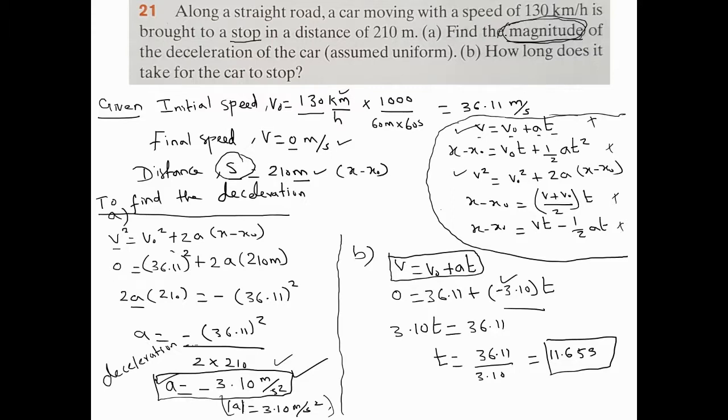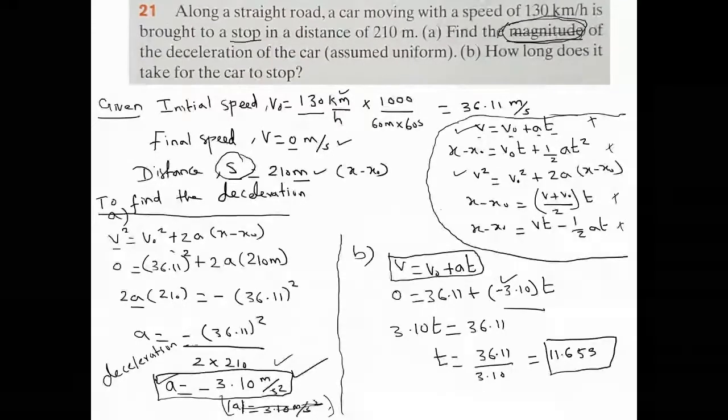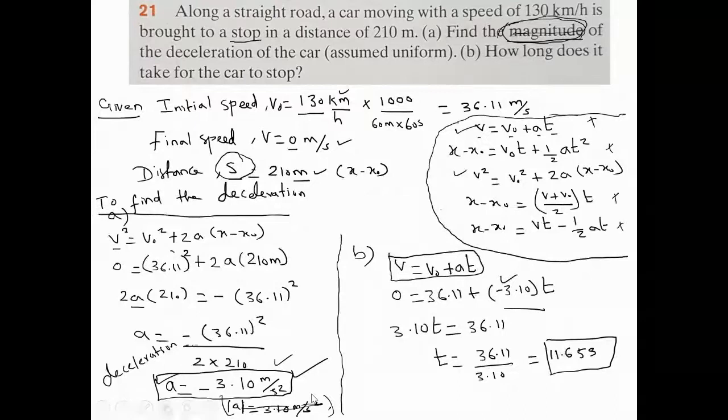Listen, the deceleration is negative. Suppose in the question they didn't give the word magnitude, you have to write only this. You don't need to write this one. He just needs the value of this deceleration. In the question they just give the positive value of deceleration, that's why we write the positive value. If the word magnitude is not there, you must give the answer in terms of negative. Clear? Yes, teacher, it's clear.